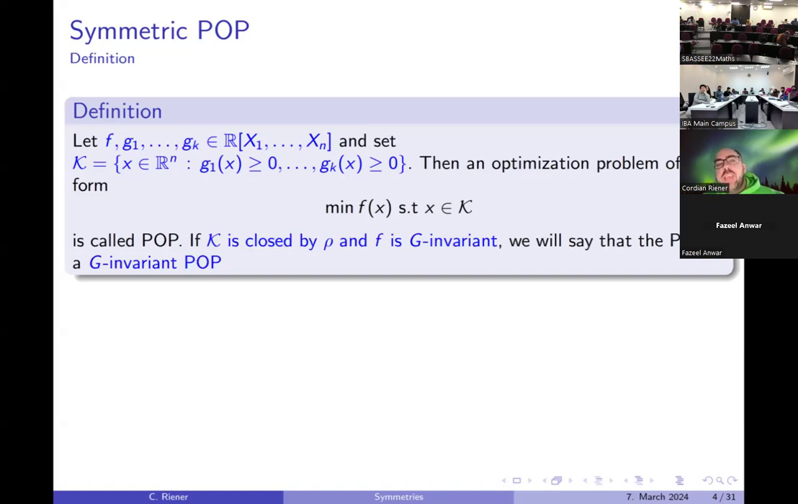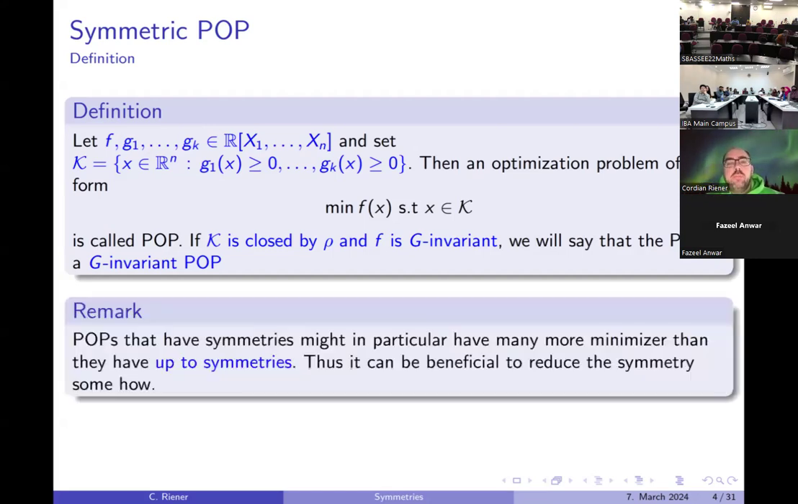Now suppose our set K is not just any semi-algebraic set, but it's closed under the action of my group G, by which I just mean whenever I have a point in K, its entire orbit is also lying in K. And I further assume that f is a G-invariant function, so that the values that f takes on K only depend on the orbit. Then I will just say it's a G-invariant polynomial optimization problem. Okay, so this is what we will be studying today.